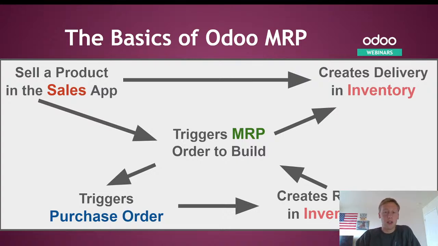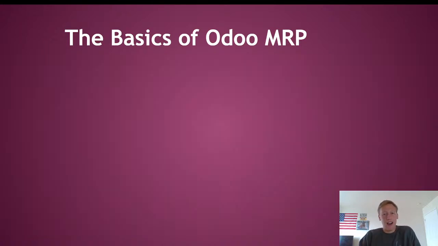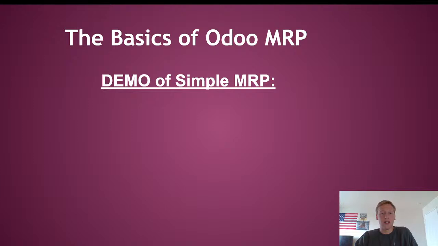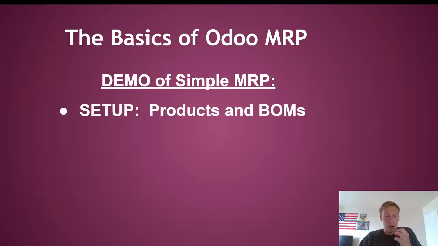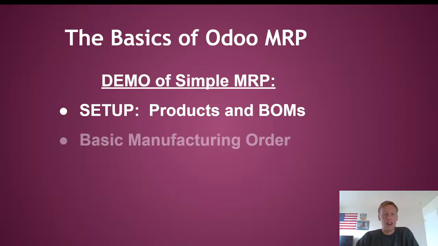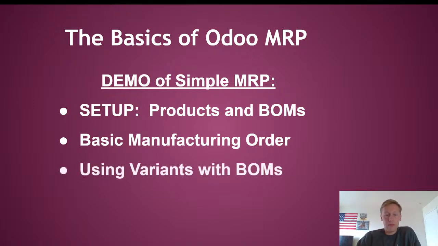We can talk about different theoretics of this all day long, but obviously I'm here to show you guys how this works. So a little bit more about Odoo here is the demo of simple MRP, which would be us setting up products and bills of materials for those products, creating a basic manufacturing order, and using variants with BOMs, right?